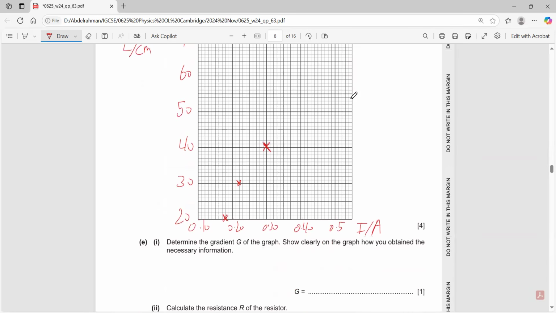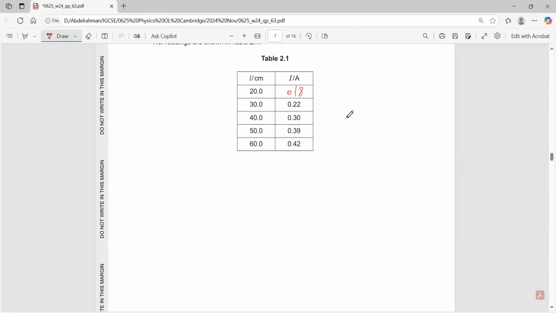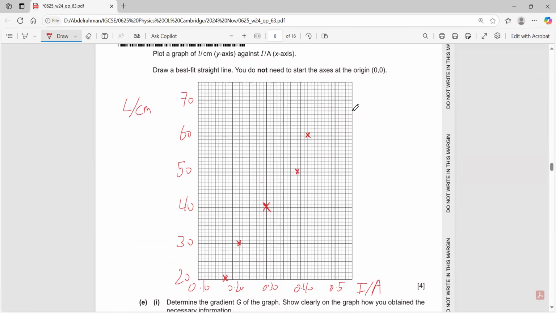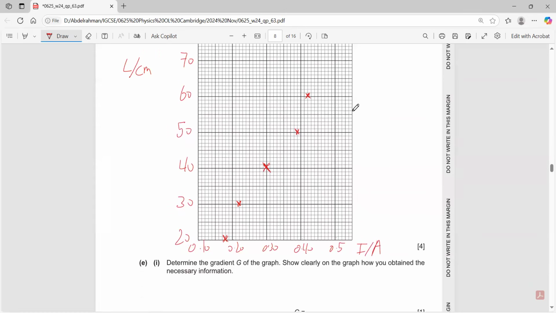39 and 50. This is 39 and 50. And the last point is 42 and 60. So we have 42 and 60 over here. We need to draw a best fit line. Okay. Best fit straight line.